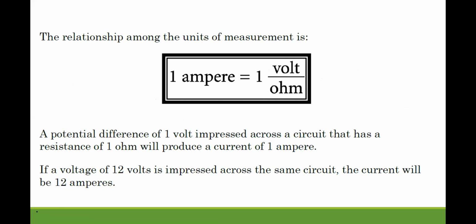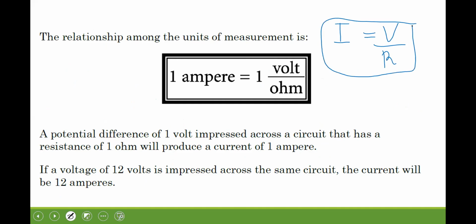Okay. So I will repeat. Ohm's law, I equals V over R. This is Ohm's law. Let's talk about the units of measurement. All of us know that the unit of current is ampere, the unit of voltage is volt, and the unit of resistance is ohm. So you can write it as 1 ampere equals 1 volt over ohm. In units, I equals V over R, or ampere is volt over ohm.